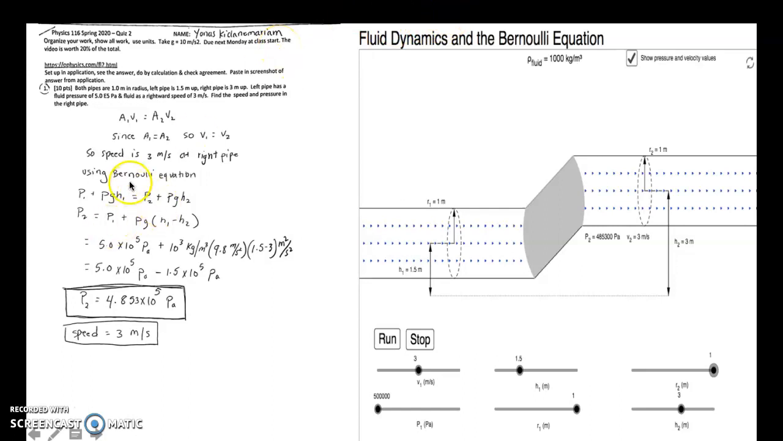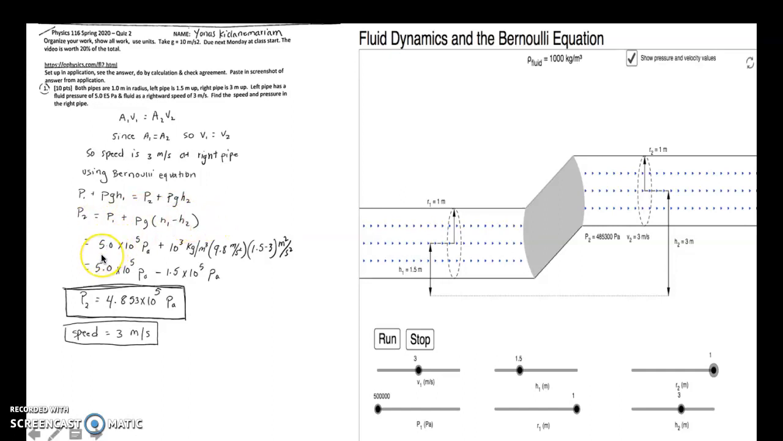Then, using Bernoulli's equation, I have this set up here. So P1 plus ρgh1 equals P2 plus ρgh2. And from here, it's pretty much algebra. We're just going to isolate P2, or solve for P2, which we have here. And then once we have this set up, it's pretty much just plugging in what we know and what we have.